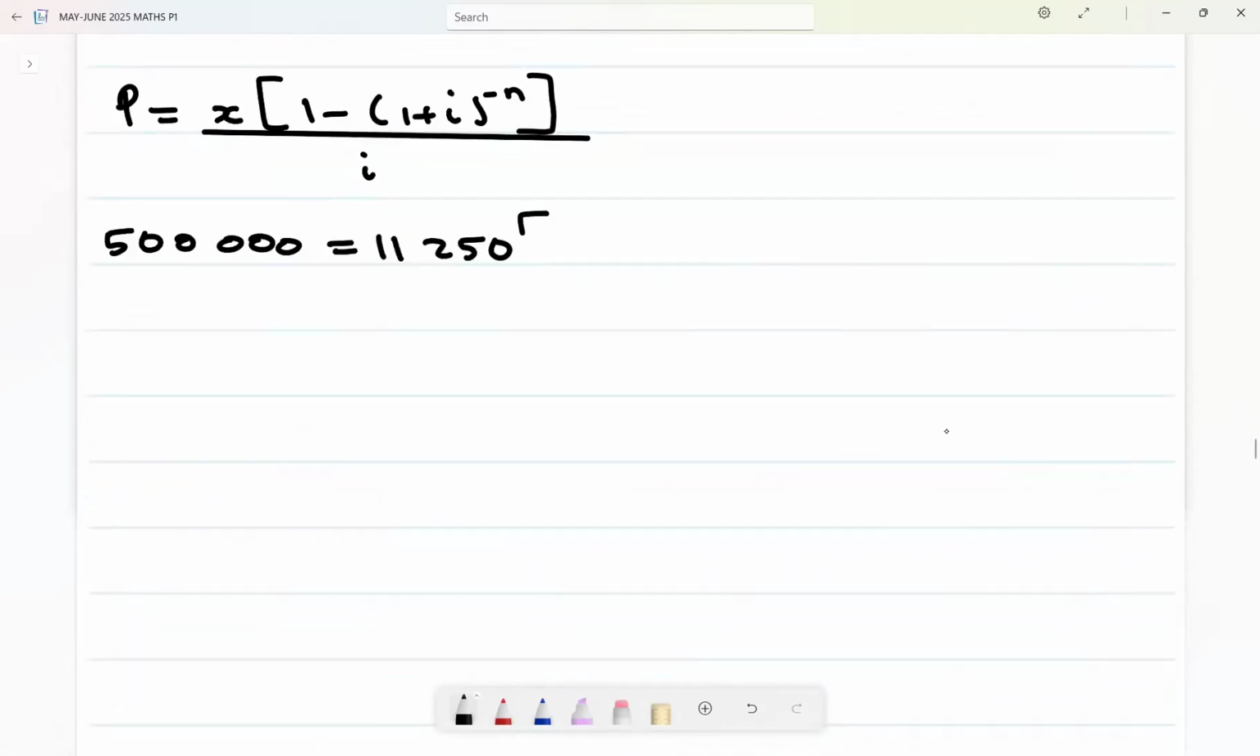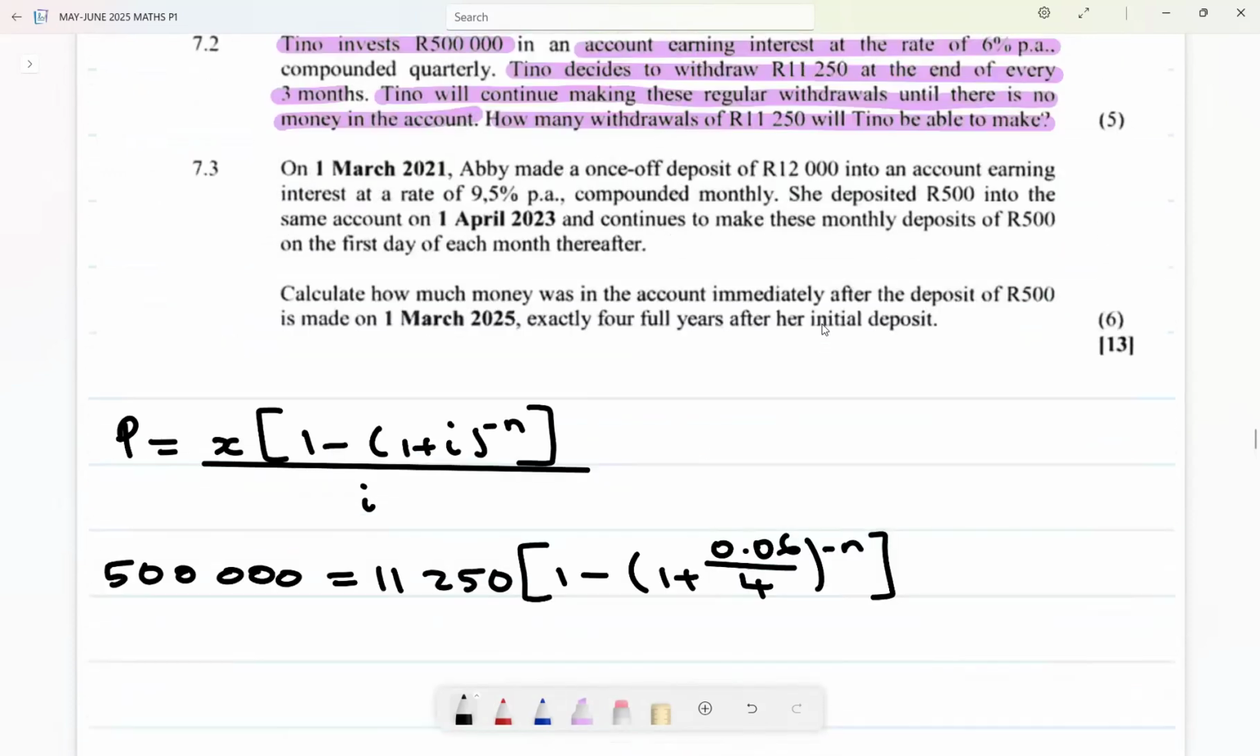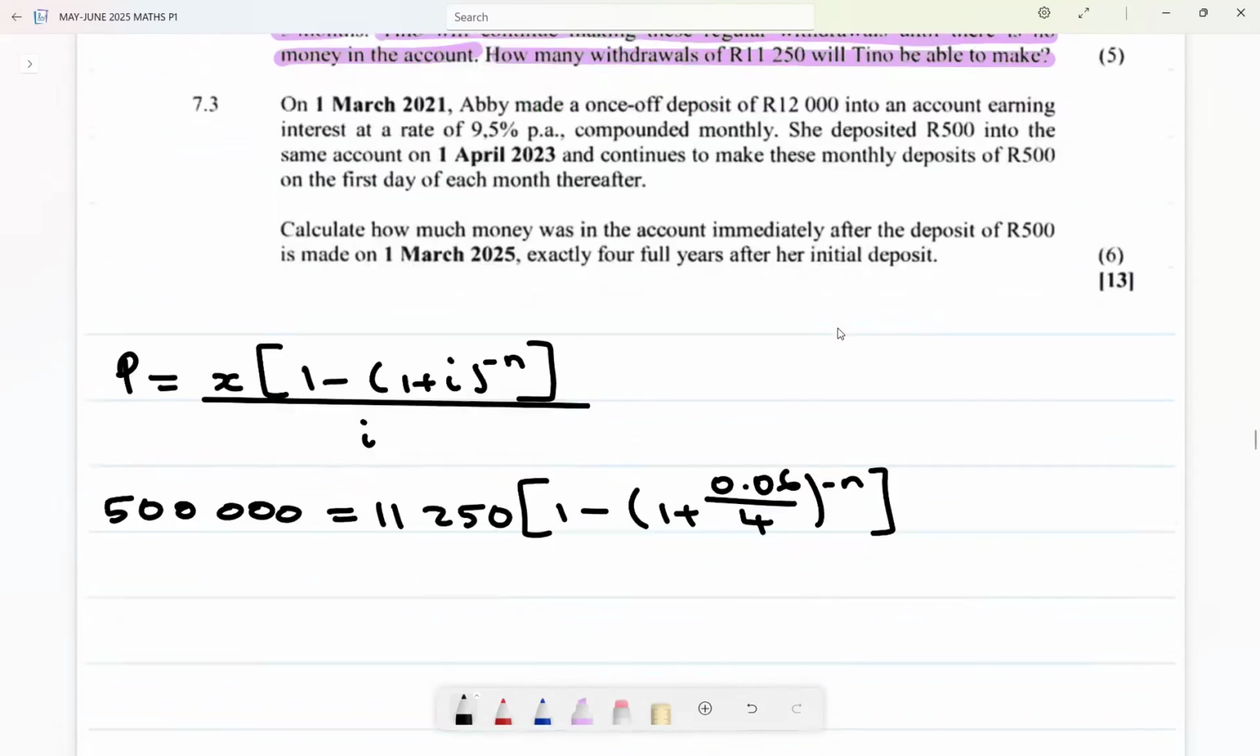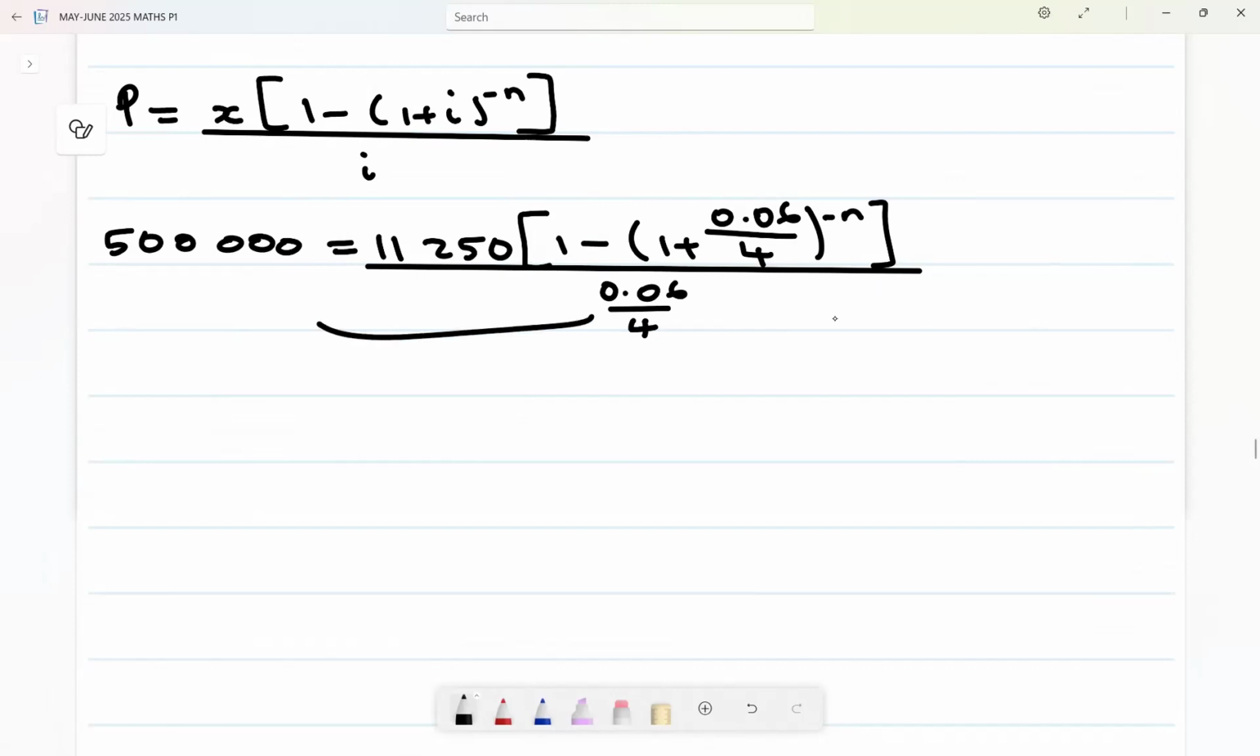Yes. And then 1 minus 1 plus, what is i? 0.06. It is my interest, compounded quarterly. Quarterly it is 4. And then I want to know how many withdrawals he is going to make, each and every quarter. So I just divide my interest by 4. And then it's just a matter of doing mathematics. Just multiply this out. I'm going to say 500,000 multiplied by 0.06 divided by 4. The value that I get is 7,500.